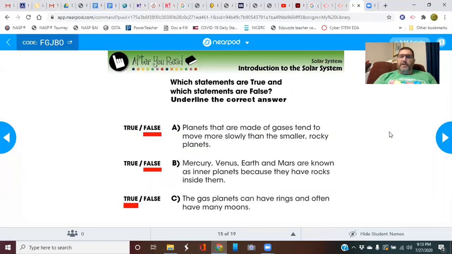Now, planets that are made up of gases tend to move more slowly than the smaller rocky planets. That is indeed false. Mercury, Venus, Earth are known as inner planets because they have rocks inside them. No, they're actually made up of rock. And the gas planets can have rings and often many moons. That is a fact.